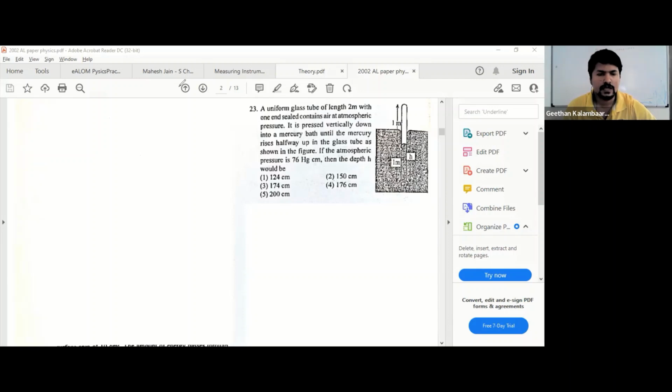So there are two scenarios. What are the two scenarios? First is before the tube enters into the mercury. That's the first scenario. And the second scenario is once it has entered into the mercury. So this is the second scenario.